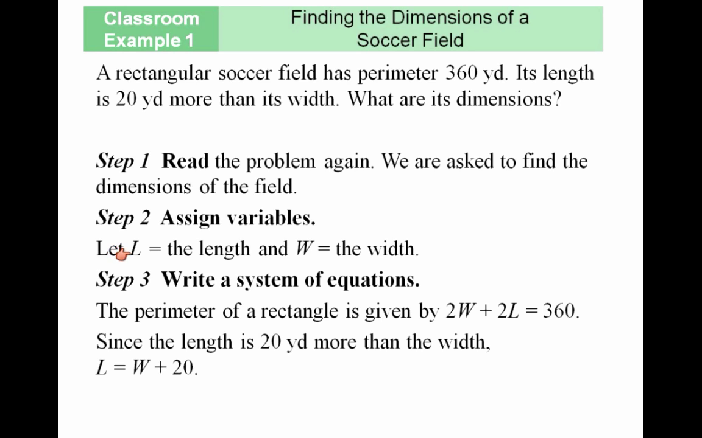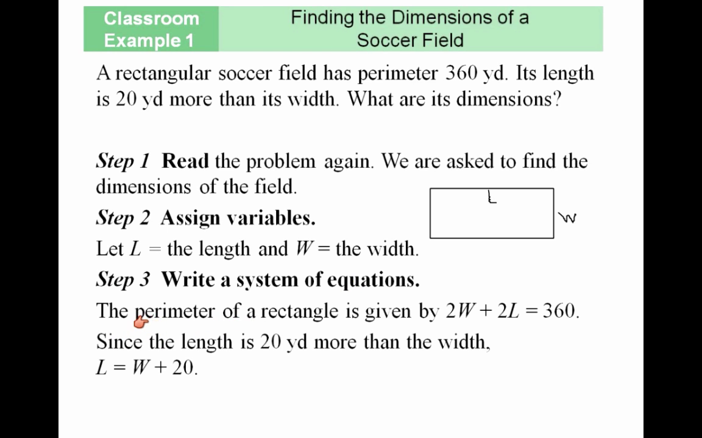We're going to let L equal the length and W equal the width, because that's the shape they're giving us. We're going to assign L to be the length and W to be the width. Step number 3 is to write a system of equations. You have to read and see what relationships they're giving us.